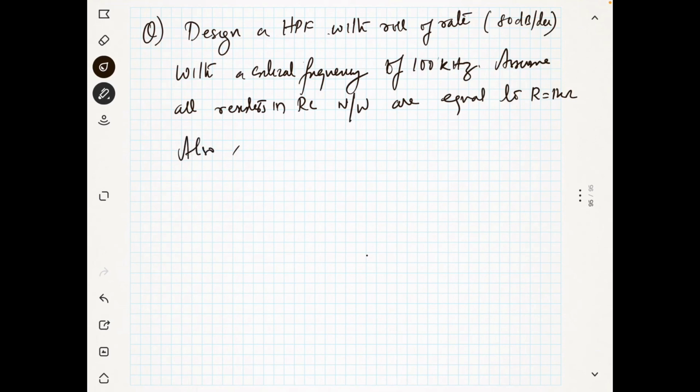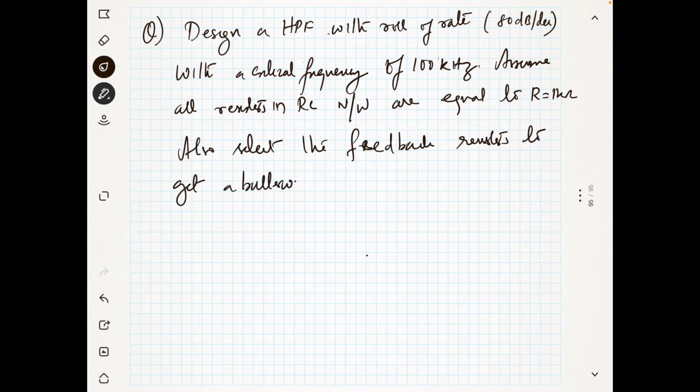Also select the feedback resistors to get a Butterworth response. Butterworth response. Assume feedback resistors R2 is equal to R4 is equal to 1 kilo ohm again.